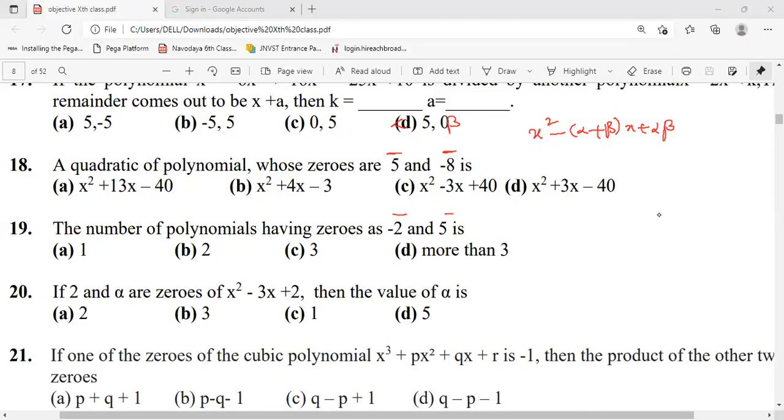The number of polynomials having zeros -2 and 5. We cannot justify how many polynomials we have. It may be 4 or 5 or 3, not only 1, not only 2, not only 3.